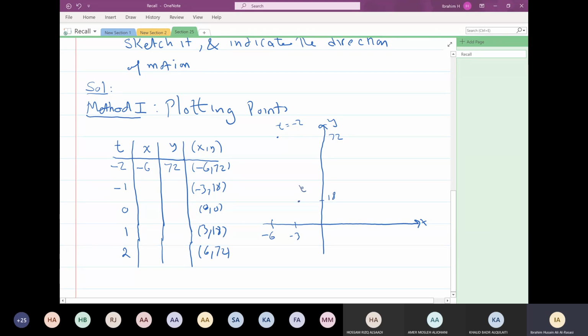And this is T equals minus 1. 0, 0. This is the origin. T equal to 0. 3, 18. This is 3 and 18. This is T equals 1. 6 and 72. This is 6 and this is 72. This is T equals 2.